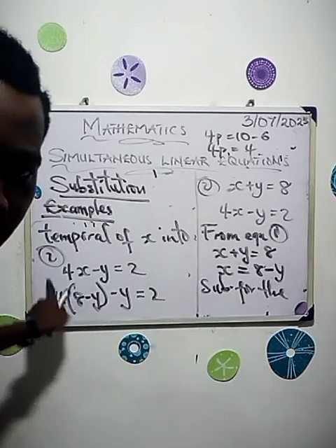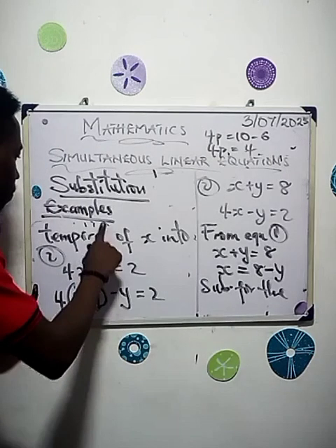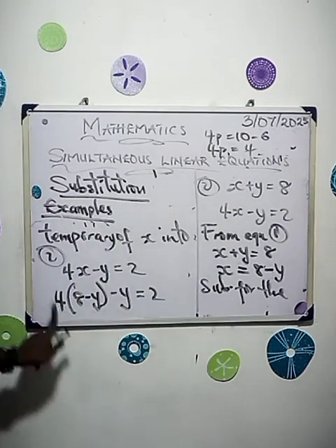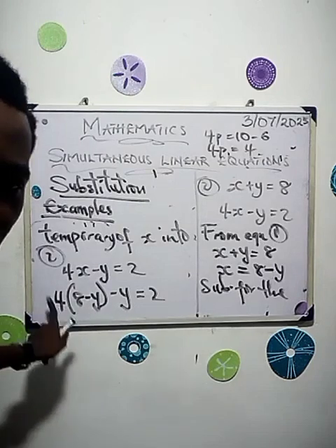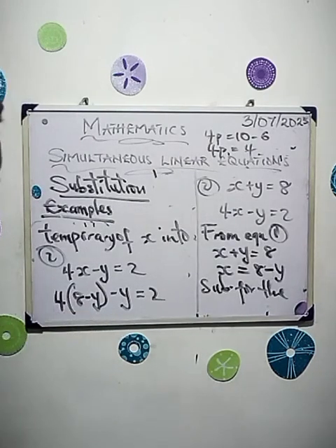Now we have to expand this bracket. So 4 times 8, 32. 4 times minus y, minus 4y. Let me wipe up this bracket.